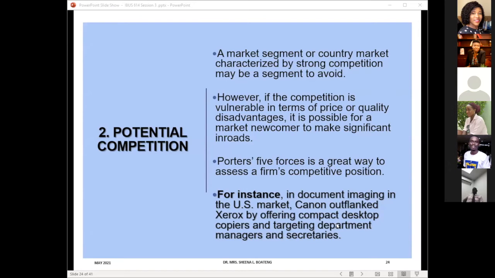So once Canon entered the market with the smaller, more compact versions of the copiers, consumers all of a sudden had multiple options to choose from. And organizations decided, okay, rather than buying a huge Xerox machine to serve our whole building, why don't we buy individual Canon copiers for each office? And that is how Canon was able to penetrate the copier market in the United States, right?